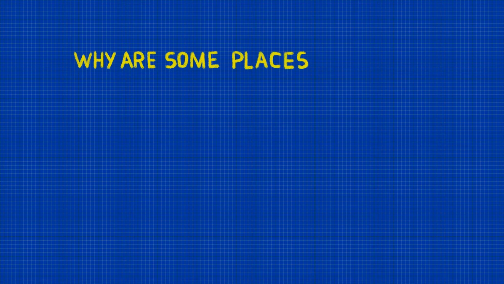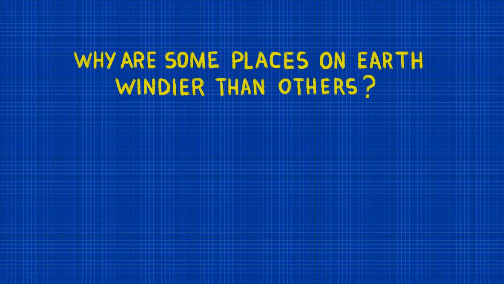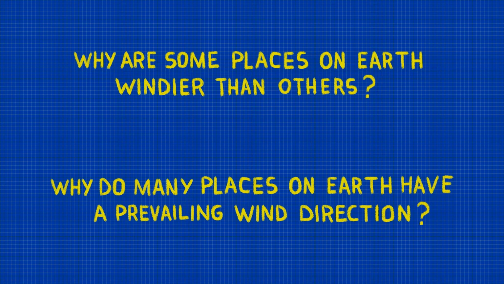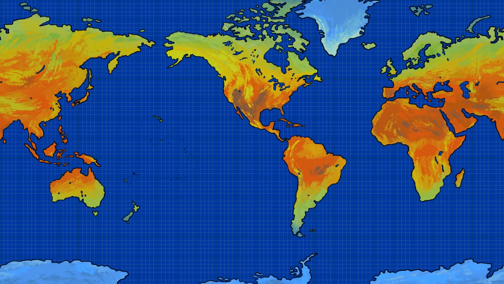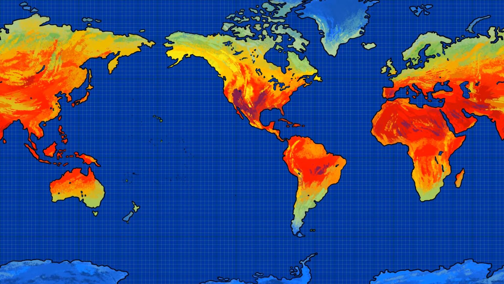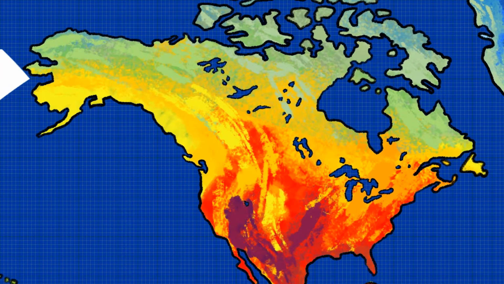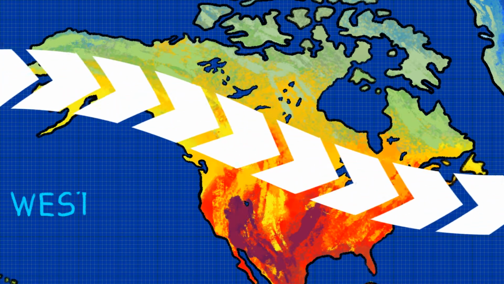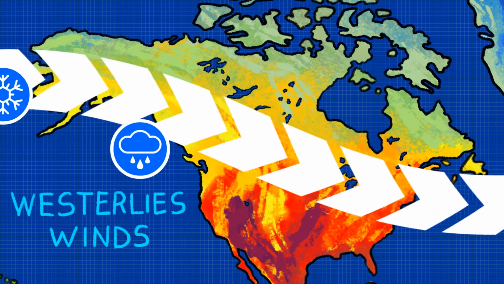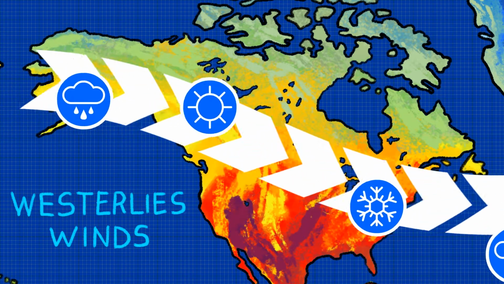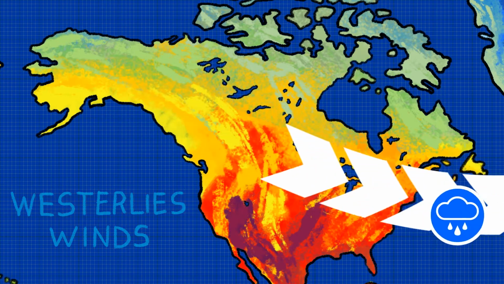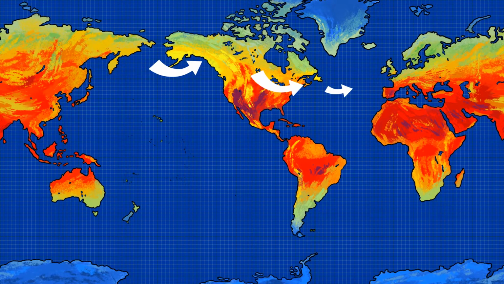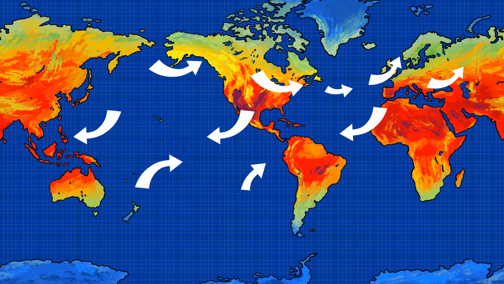So why are some places on Earth windier than others? And why do many places on Earth have a prevailing wind direction? The global heat balance causes the prevailing large-scale wind patterns. For example, most of the continental United States lies in the zone of westerly winds, referred to as the westerlies. The majority of our weather is transported by these westerlies. At the global scale, these patterns are established because of the global heat balance.